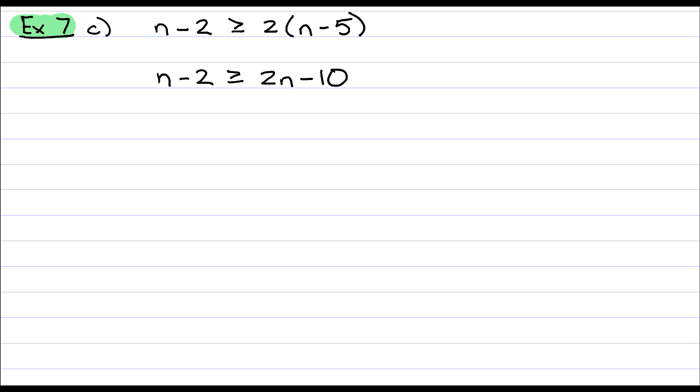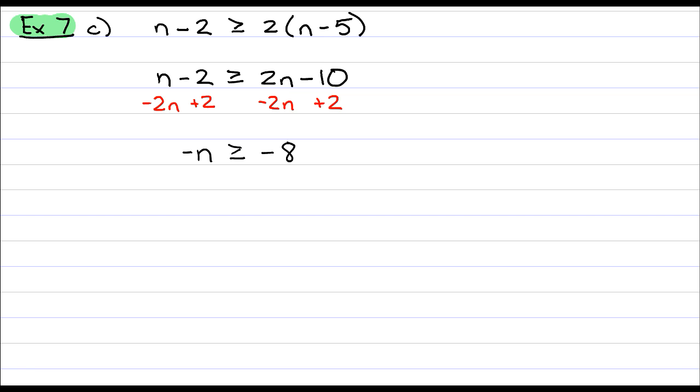Now I'm going to move everything involving an n to the left-hand side. So I subtract 2n from both sides, and I'm going to add 2 to both sides to get all the constants on the right-hand side. Okay, doing all of that, I'm going to have n minus 2n, so that's minus n on the left-hand side, greater than or equal to, on the right-hand side, minus 8.